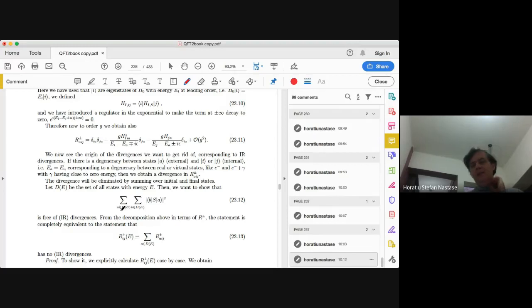If the energy is constant, then the thing that we want to prove is that the sum over A being in D of E and B being in D of E of this transition probability A to B is finite. Why? Well, A and B are external states that have the same energy E. So what does it mean to sum over states of the given energy?